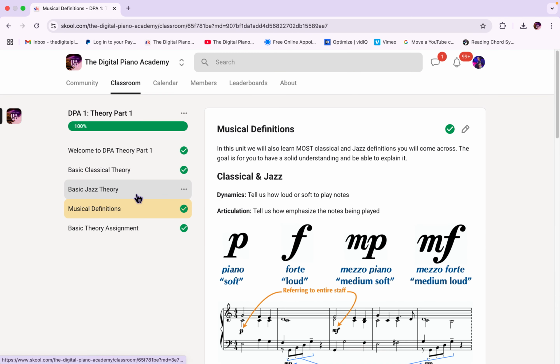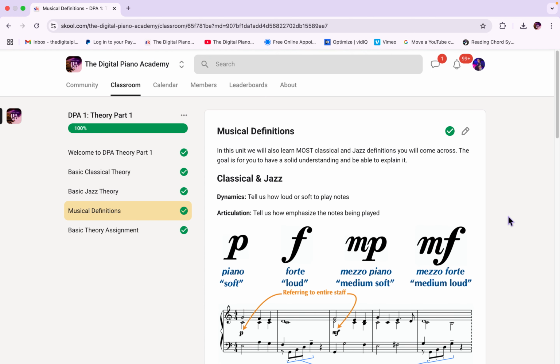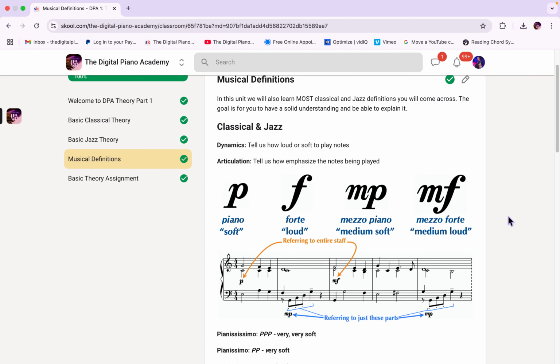Okay, let's move on to musical definitions. So in this unit, we will learn most of the basic classical and jazz definitions that you can come across. The goal is for you to have a solid understanding and to be able to explain them. So here is where we lumped classical and jazz together, and what you will see commonly in both genres. So you have dynamics. This tells us how loud or how soft to play notes.